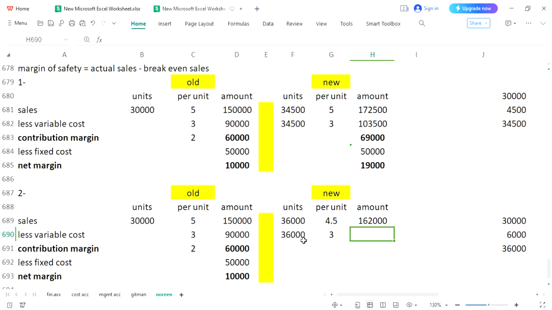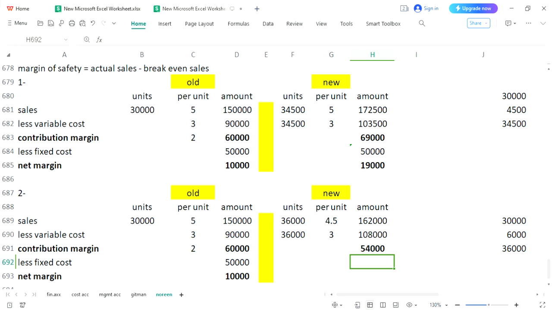Now amount of variable cost would be calculated by multiplying units with per unit. Units are 36,000 and per unit is 3 mentioned over here. Okay, so you have your variable cost. Contribution margin would be calculated by subtracting variable cost from sales. Your sale is 1,60,000 and you will subtract your variable cost, which is 1,08,000. So in this way you have calculated your contribution margin.